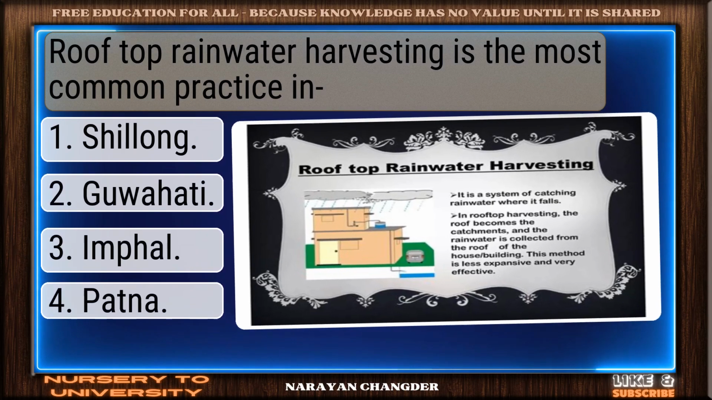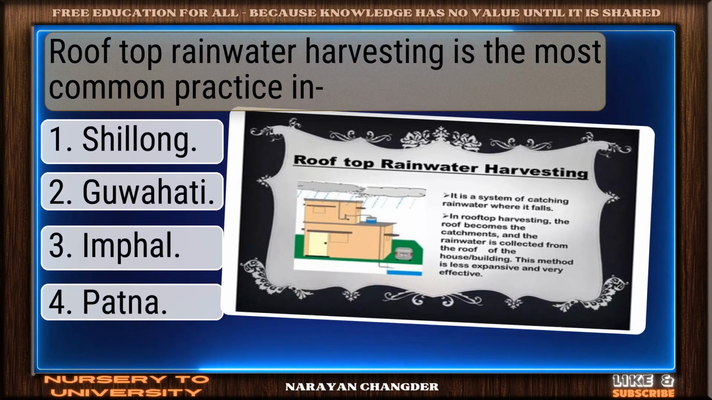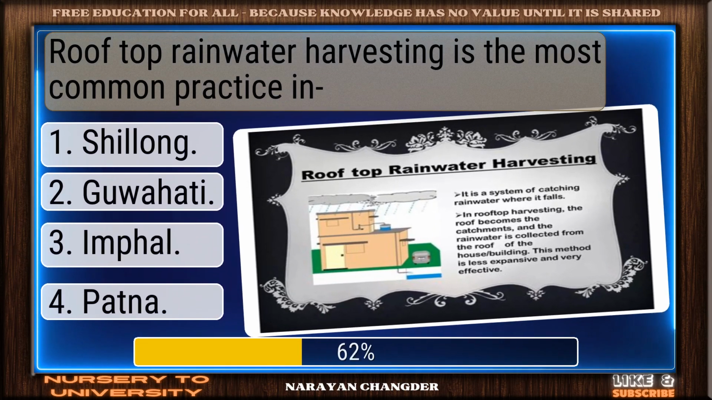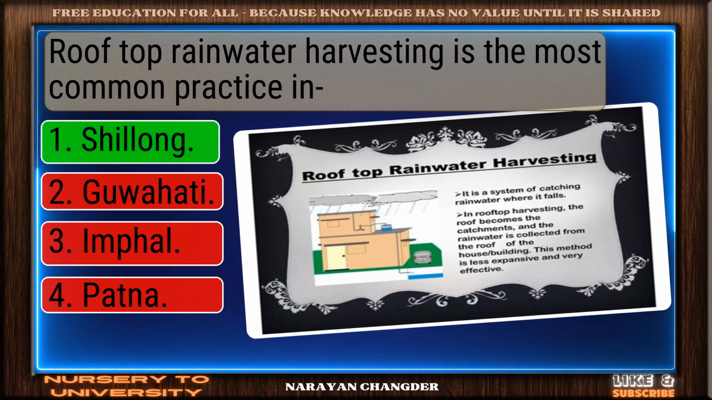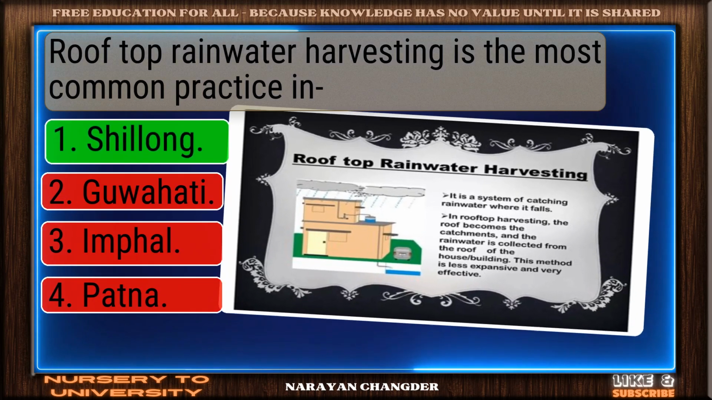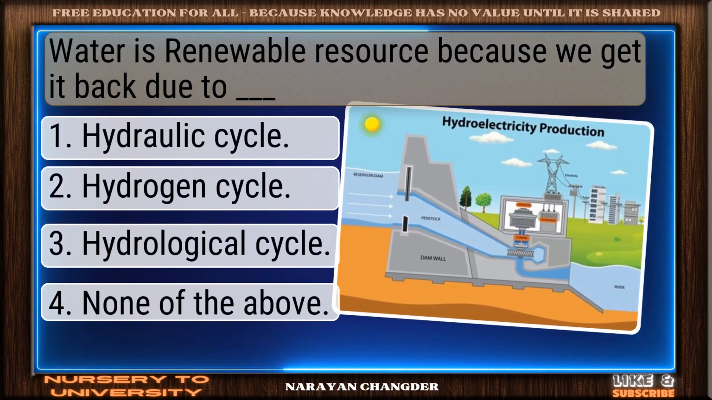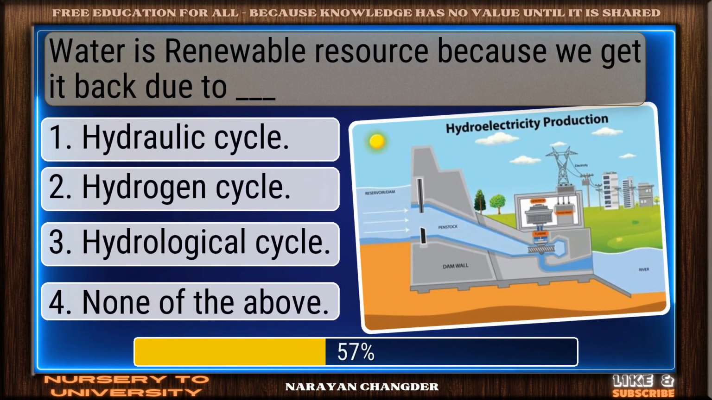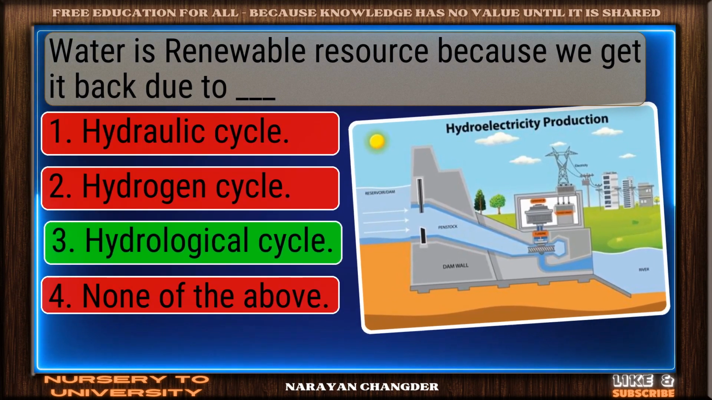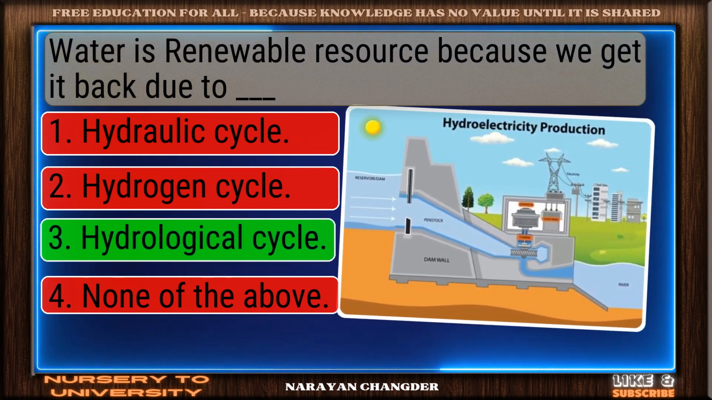Rooftop rainwater harvesting is the most common practice in. You chose Shillong? Correct. Water is renewable resource because we get it back due to dash. Solid response. Hydrological cycle is valid.